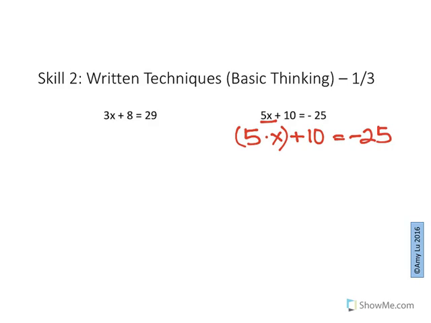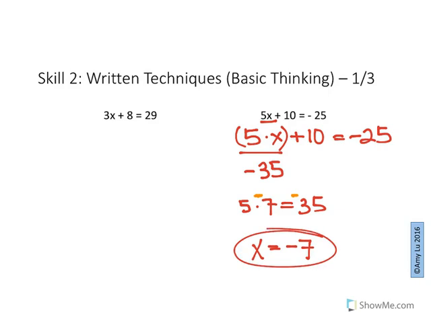So this in the end has to be at least worth a negative 35. So 5 times what number is going to give us a negative 35? Well, I know that 5 times 7 will give us 35. But since I want a negative, I have to make sure that 7 is negative to make a negative 35. So therefore, x is equal to negative 7.